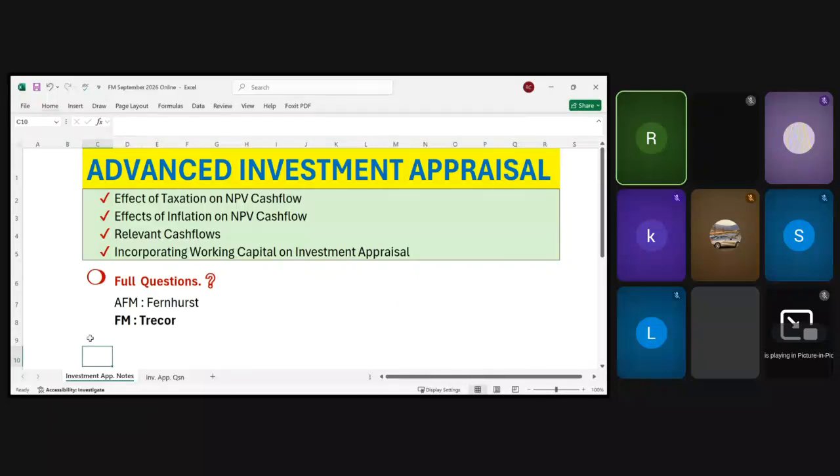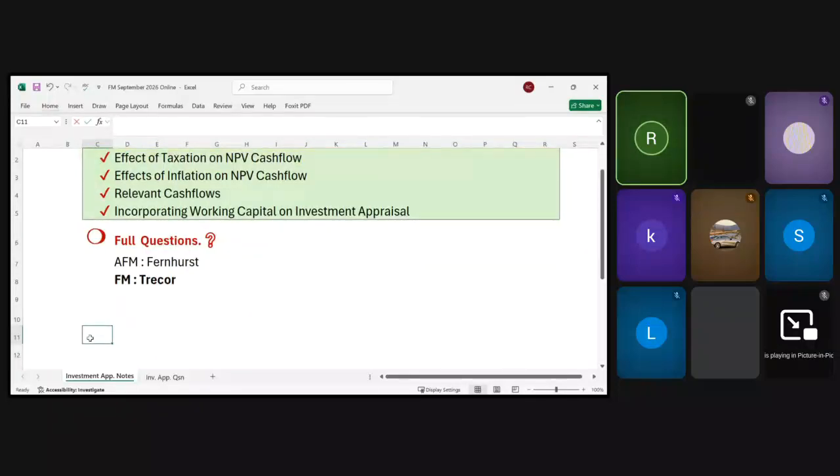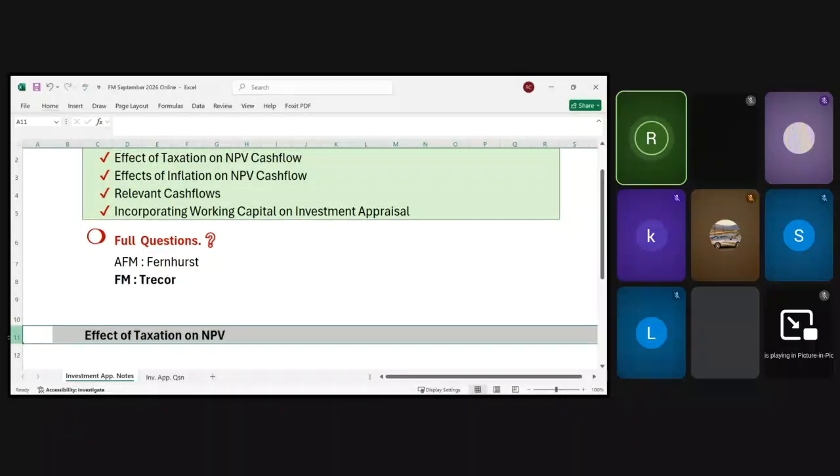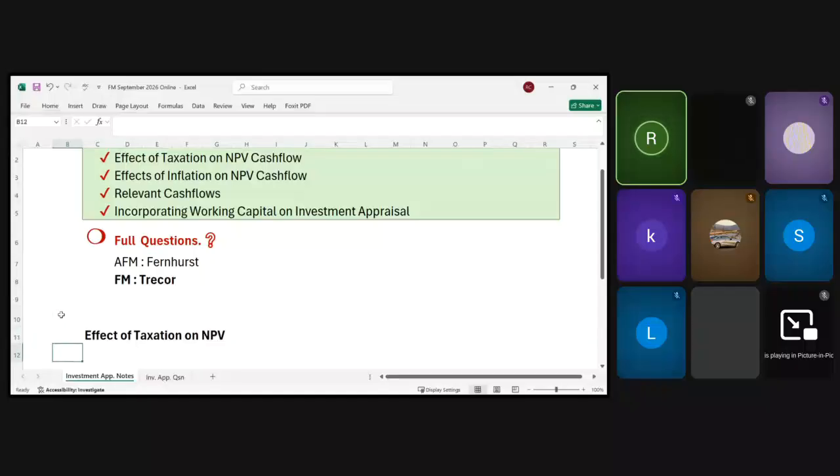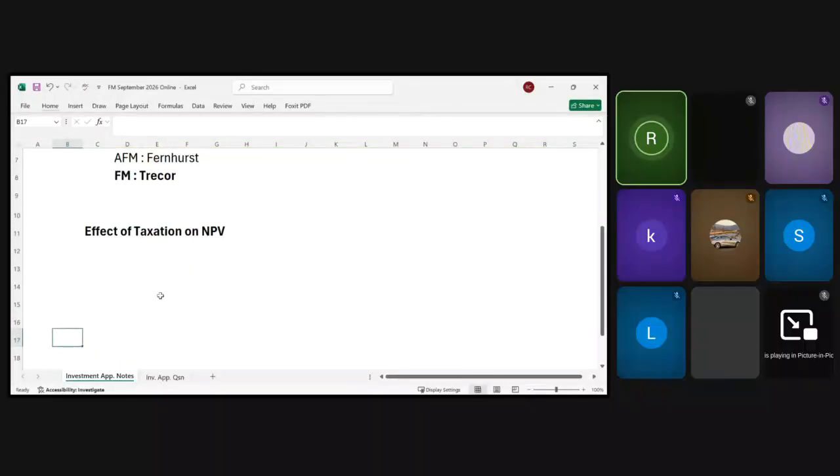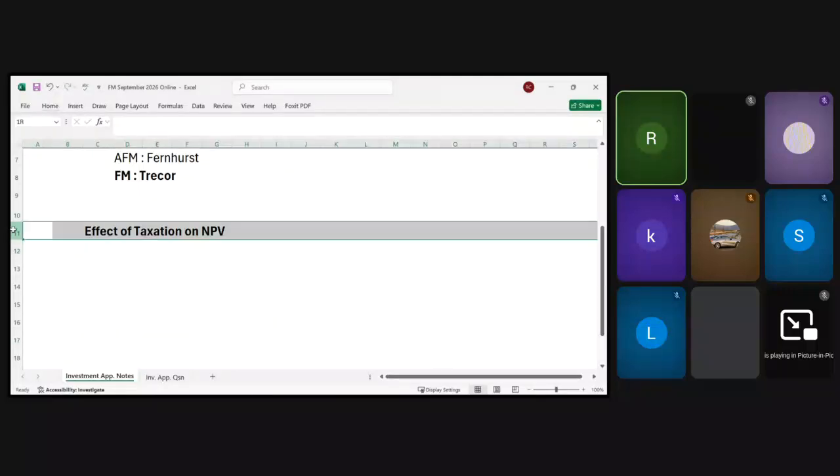Effects of taxation on the NPV cash flow statement. That is what we want to look at. The most important thing, or point number one, is to note that tax has two effects, because we have two sides of our NPV cash flow statement.